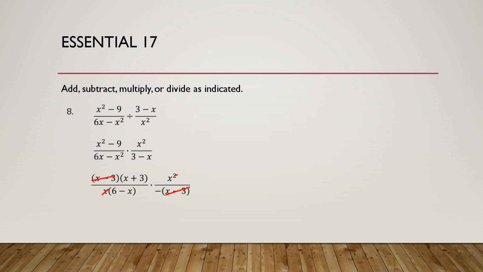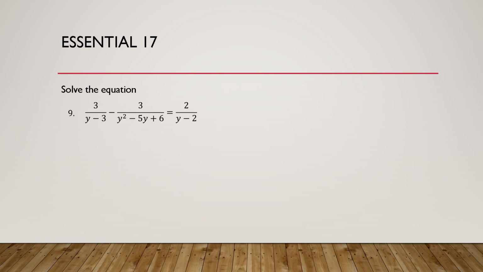Now we multiply both numerators together and both denominators. Then simplify to get x times the quantity of x plus 3 over negative the quantity of 6 minus x, or x times the quantity of x plus 3 over x minus 6.